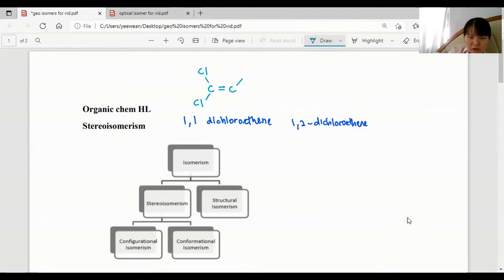1,1-dichloroethene, we know clearly that they're not the same as 1,2-dichloroethene. The names are different. They've got the same molecular formula, but different structural formula. So it's clear that they are different.